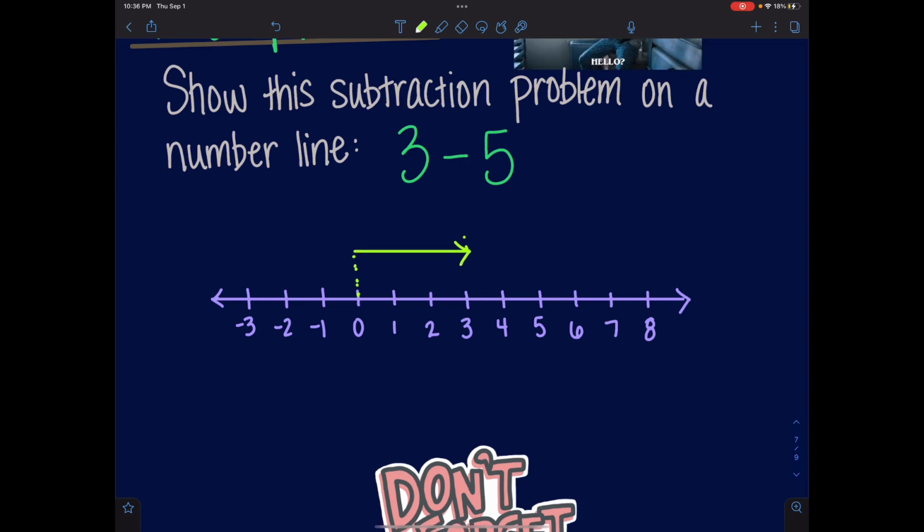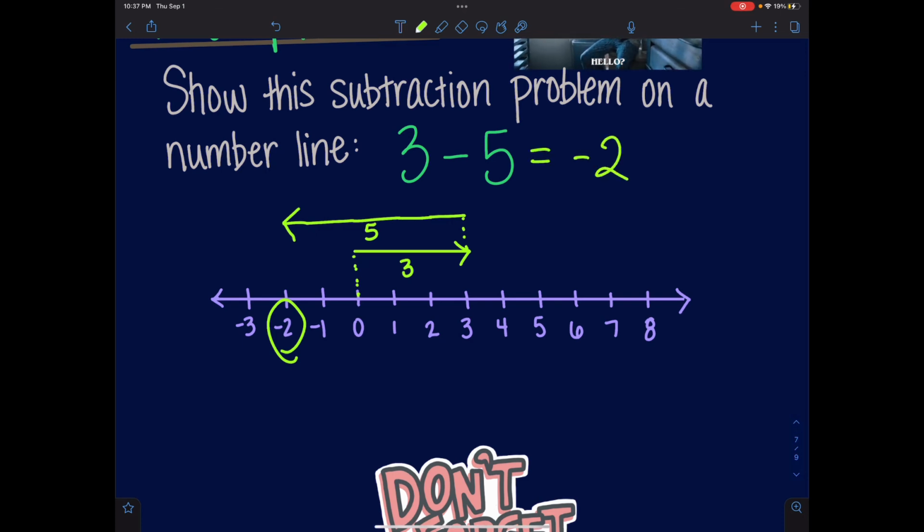1, 2, 3. Okay, we're here. Now I'm going to go up from there. The next number is basically a negative 5, so I'm going to go 5 to the left. 1, 2, 3, 4, 5. We kind of need graph paper for this, right? So this is 3, this was 5. Okay, so where do we end up? We end up at negative 2. 3 minus 5 is negative 2.